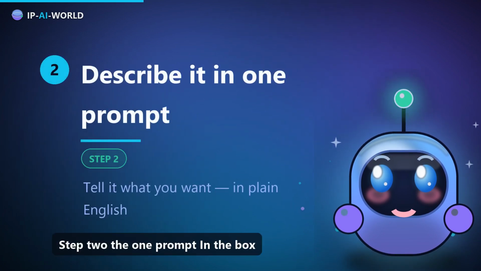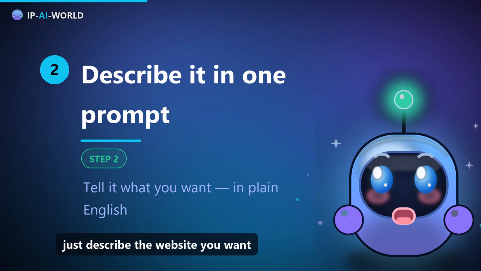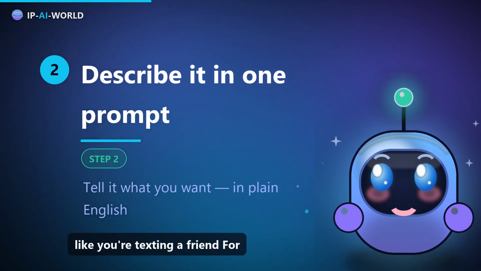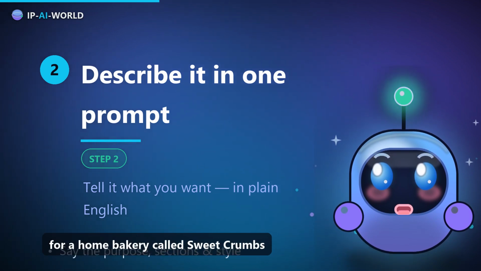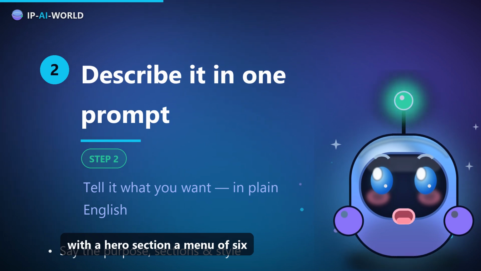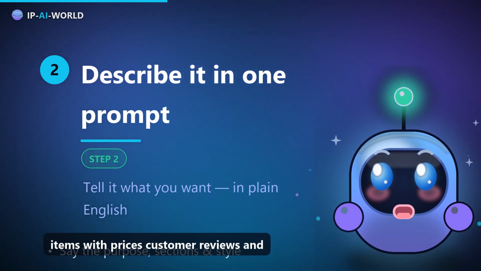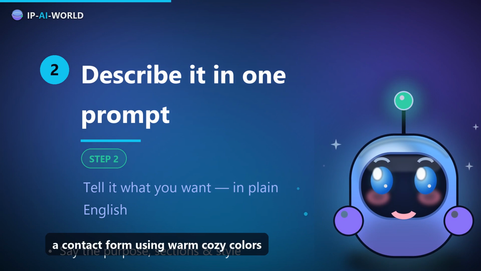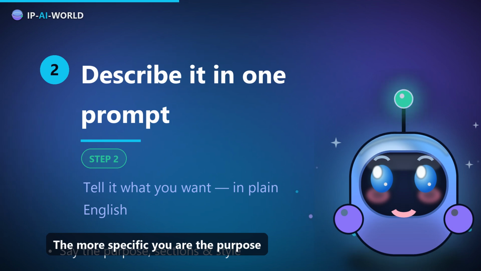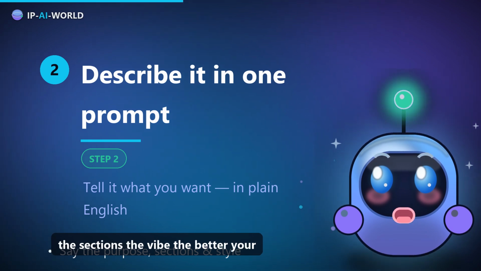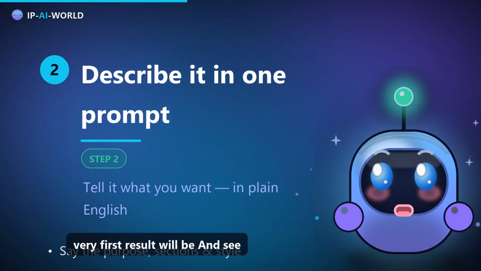Step 2. The one prompt. In the box, just describe the website you want, like you're texting a friend. For example, build a clean one-page website for a home bakery called Sweet Crumbs, with a hero section, a menu of 6 items with prices, customer reviews, and a contact form, using warm, cozy colors. The more specific you are, the purpose, the sections, the vibe, the better your very first result will be.